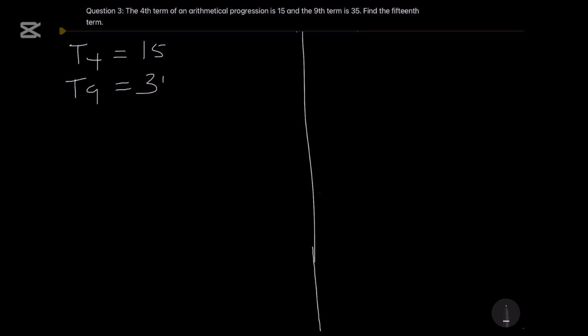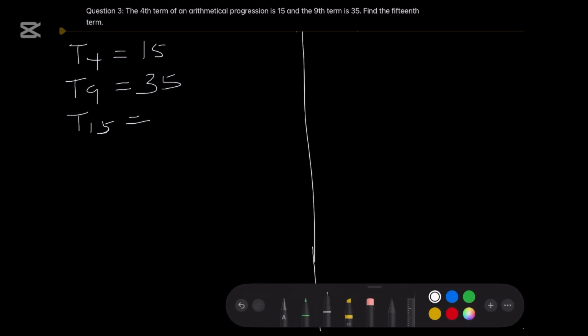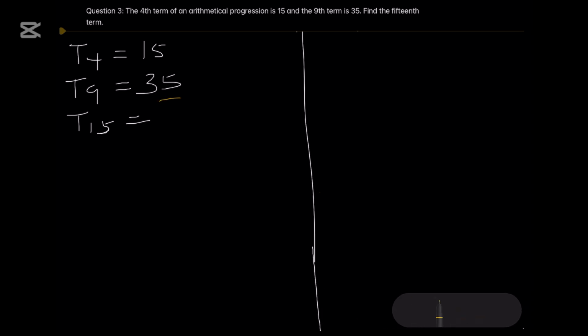35. Then the question says find the 15th term. So how do we approach this question?